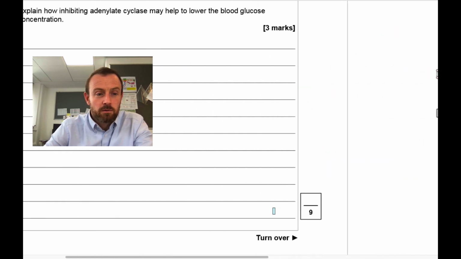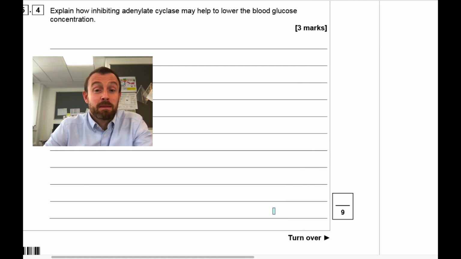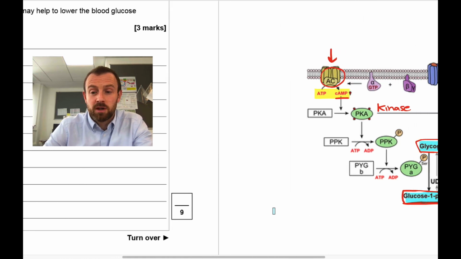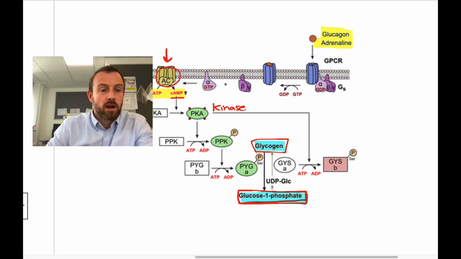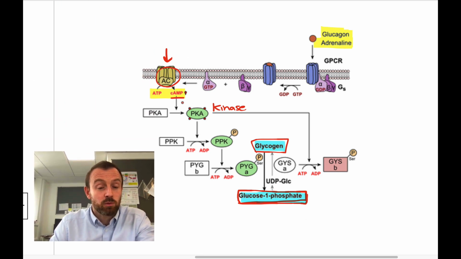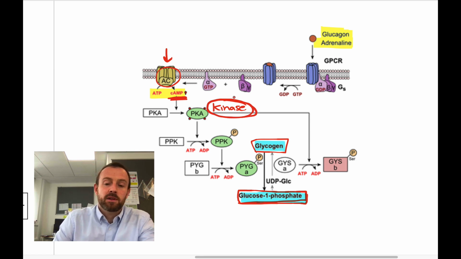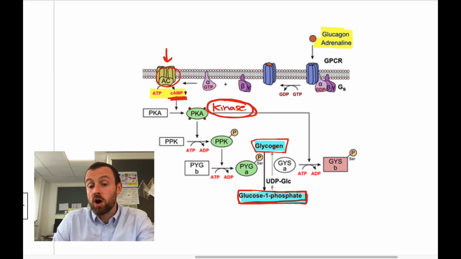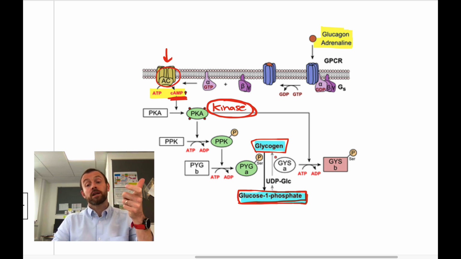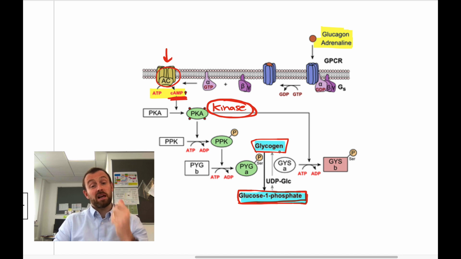So, inhibiting adenylate cyclase may help to lower the blood glucose concentration because inhibited adenylate cyclase will produce less cyclic AMP. With less cyclic AMP, we get less kinase activation, or fewer kinase enzymes are activated, and this will result in less glycogen breakdown into glucose. And we can describe this with a word, which is glycogenolysis, the splitting down of glycogen.